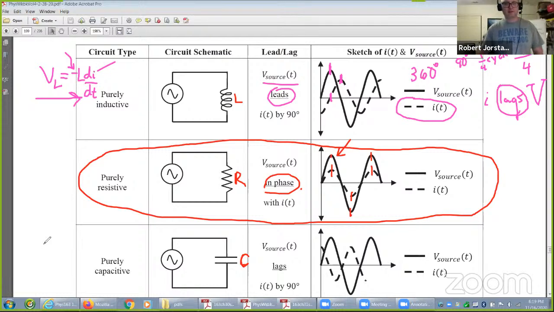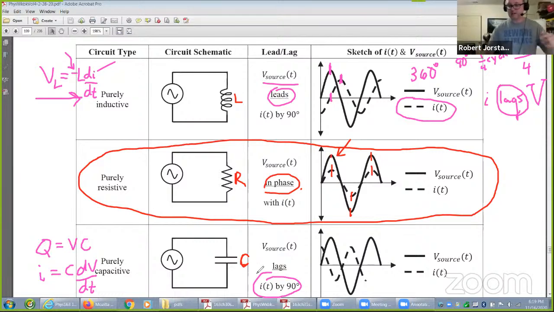Similarly, down here, Q is equal to CV. If I take the derivative of each side, I is the derivative of that. So I get C times dV dt. And notice here, we get that same 90 degrees issue. Now, here's where it's a little bit different. The capacitor can store some energy, and so it actually leads. Now, be careful. It says lags, but you got to be careful.